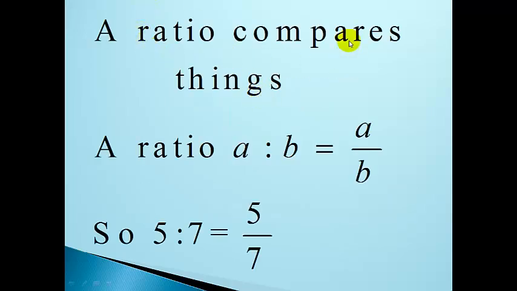A ratio compares things. Now, when we say a ratio A is to B, this is equal to A over B. That is A divided by B. That means that we are comparing A and B. And so when we say the ratio 5 is to 7, this is equal to 5 divided by 7. That is, we are comparing 5 to 7. And so 5 is to 7 is equal to 5 divided by 7.